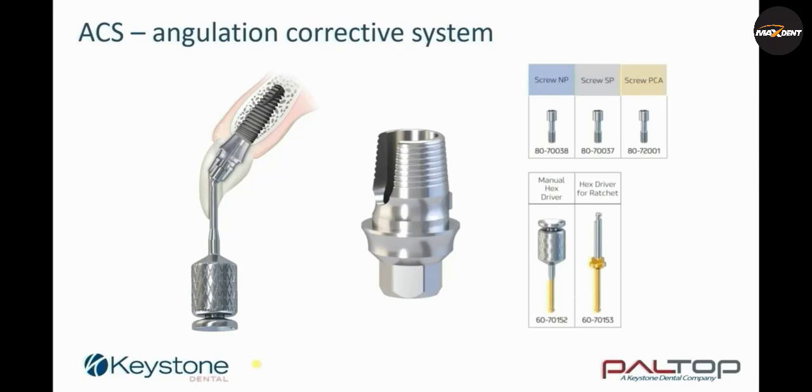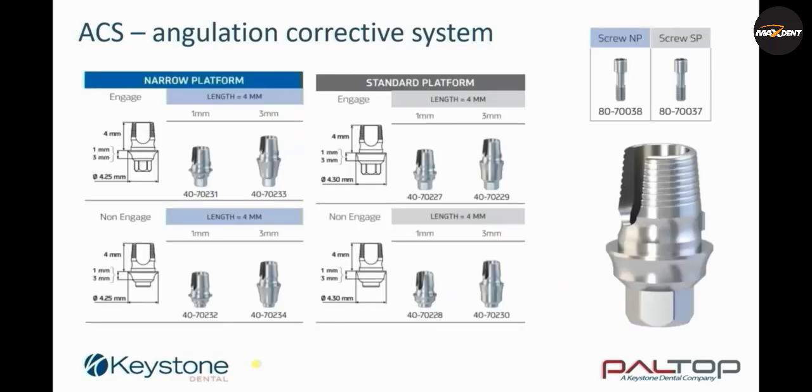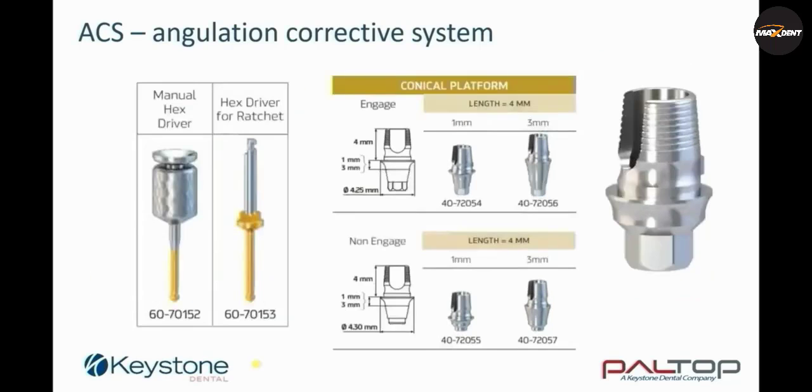This is achieved with the aid of a specially designed abutment screw and screwdriver. The ACS abutment comes for both narrow platform and standard platform in 2 cuff heights, engage and non-engage, and for the conical platform in 2 cuff heights, and comes with its own manual hex screwdriver and hex driver for ratchet.